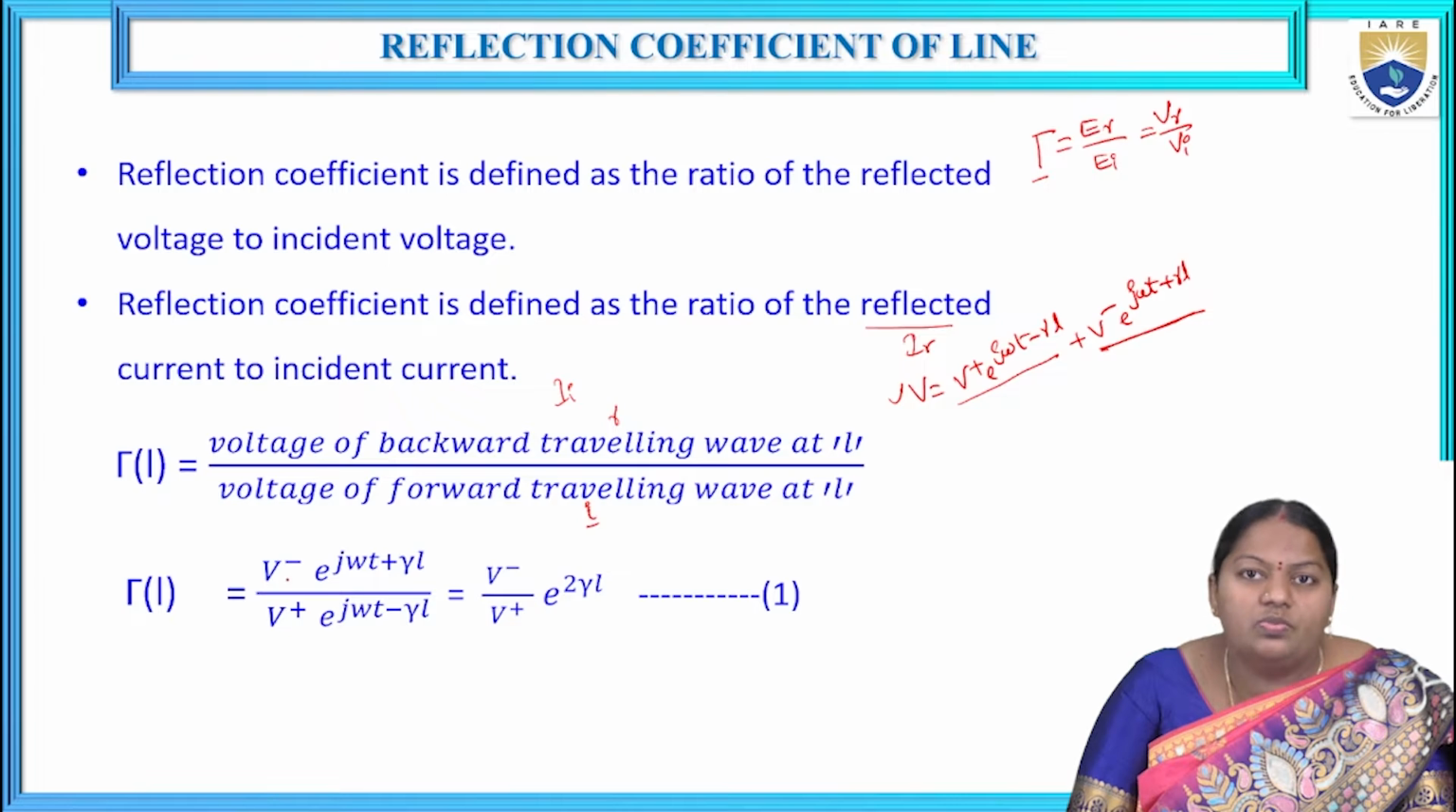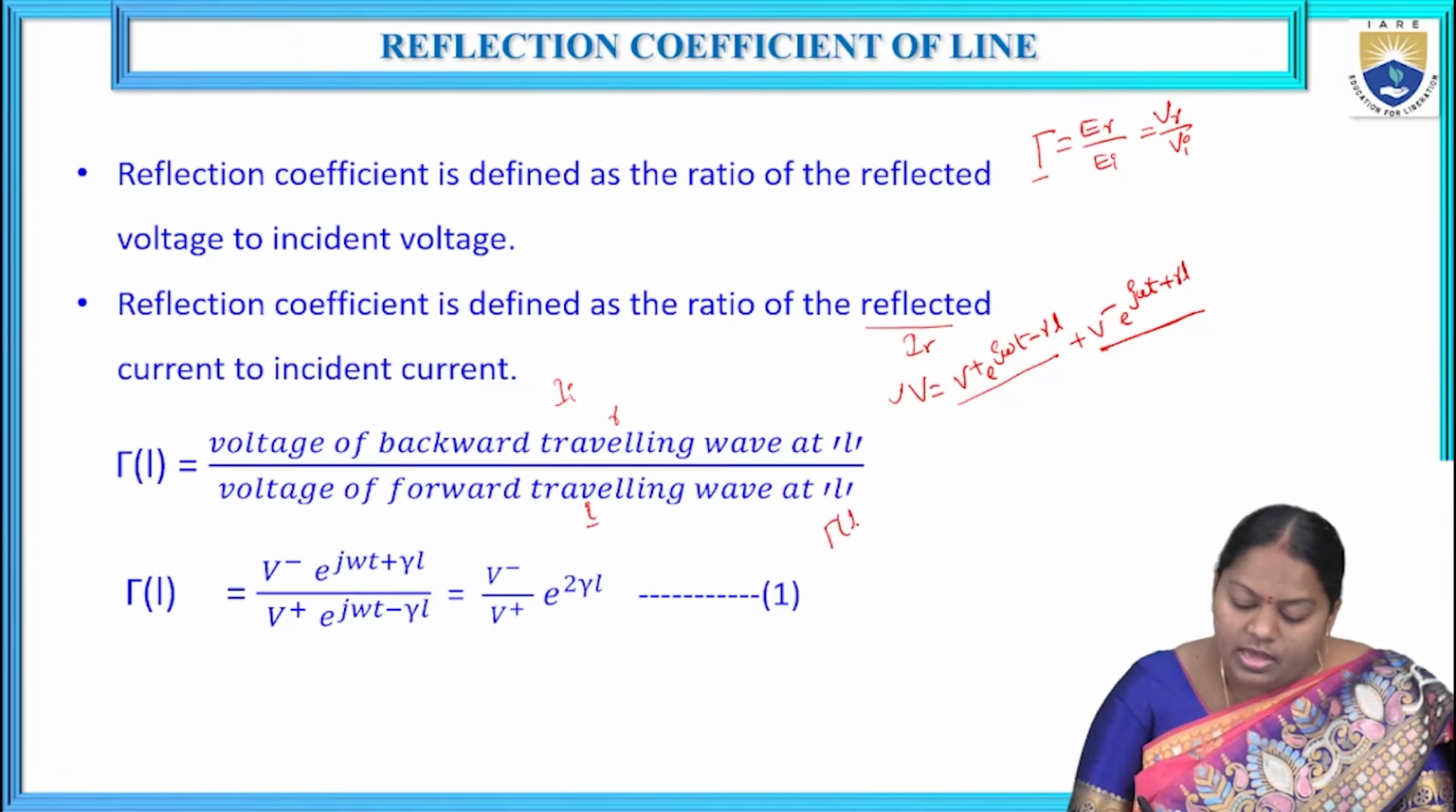Hence, its magnitude is V minus and the phase function is e power j omega t plus gamma L. V plus is for the forward traveling wave, and the phase function is e power j omega t minus gamma L. Right? So, if you simplify this equation, then gamma of L equals V minus by V plus into e power j omega t plus gamma L into e power minus of j omega t minus gamma L.